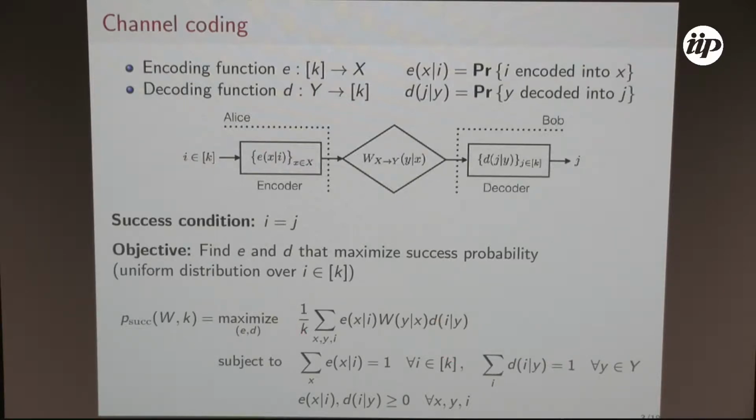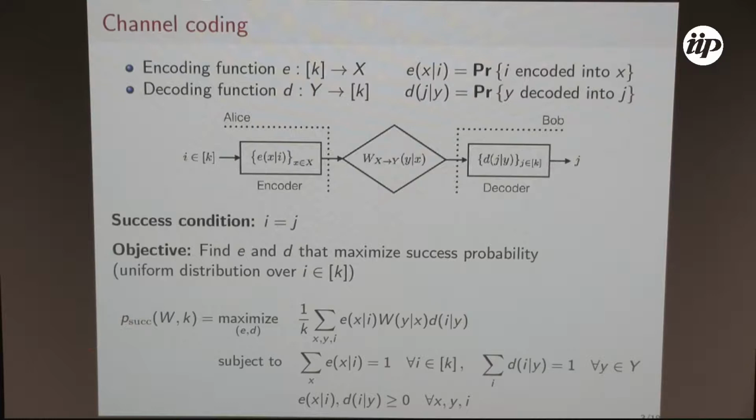And of course, what is the set of valid encoders and decoders? It's very simple to write. They should be valid probability distributions. So for every i, if I sum over x, I should get 1, and similarly for the decoder. So it should be a valid encoding and decoding.